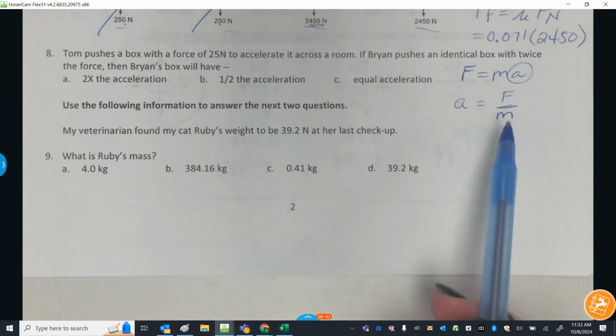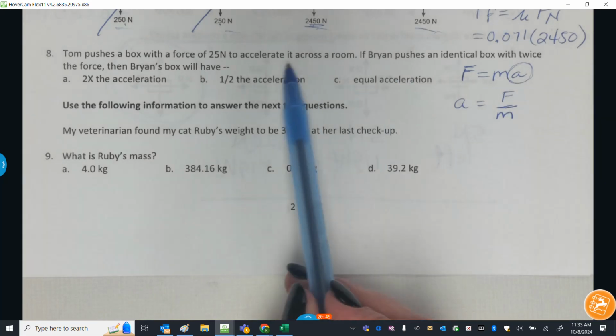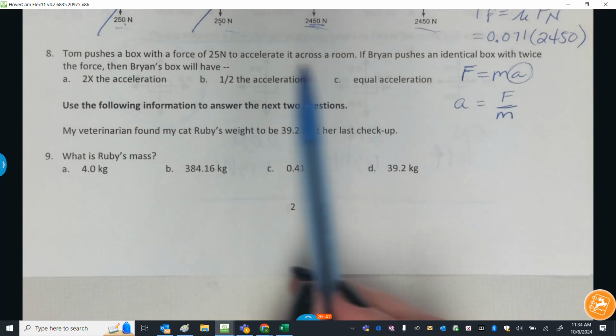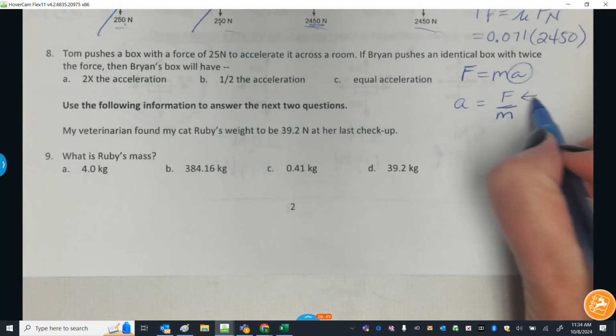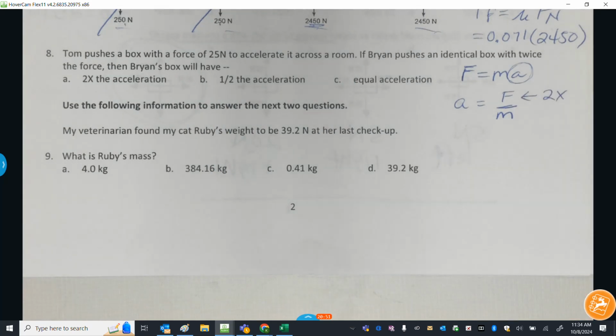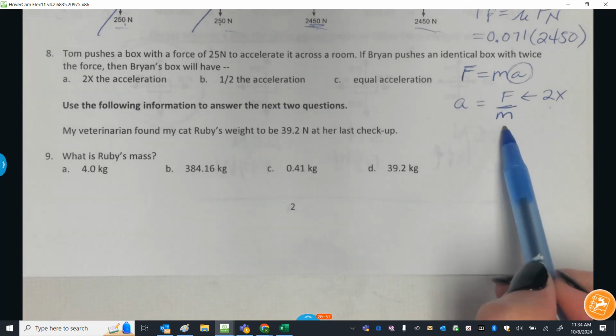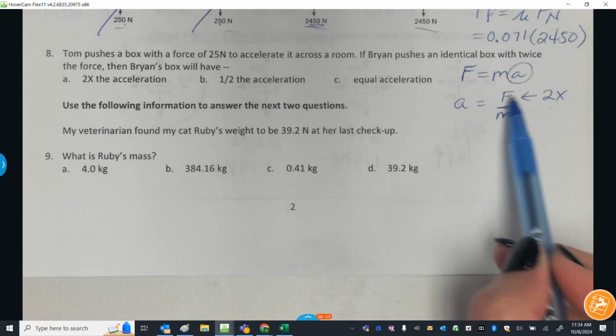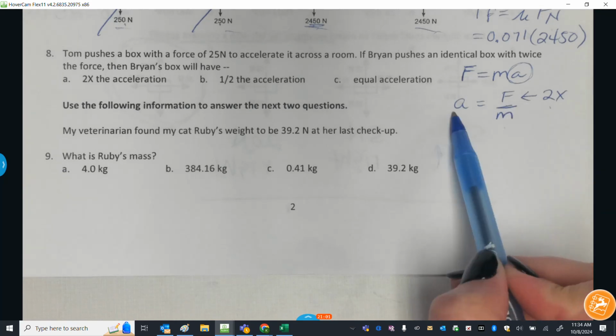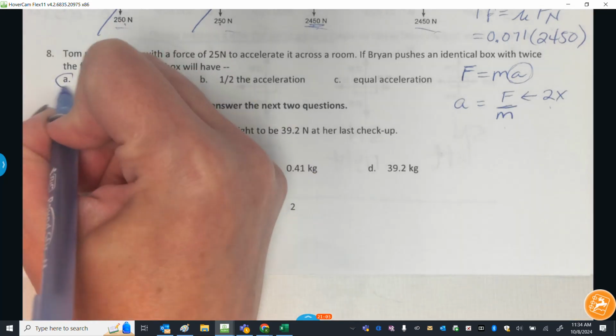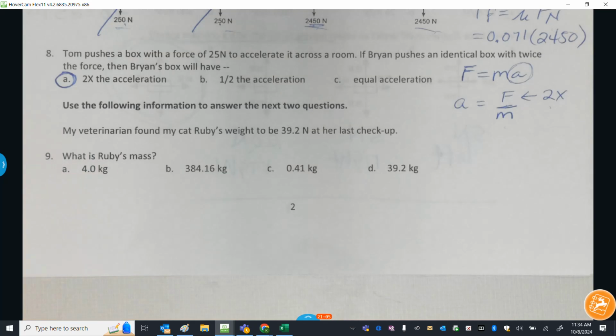Okay, I'll talk about the common sense part in a second. But if you were to look at using twice the force, and you can plug in fake numbers here if you want, and just see what happens. If you were to double this and this stays the same, then mathematically speaking, doubling this will double this. That is your answer. You will get 2 times the acceleration because force and acceleration are directly proportional to each other.